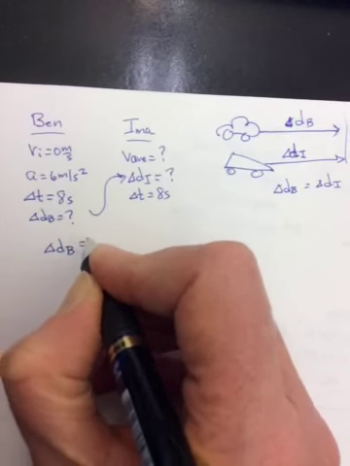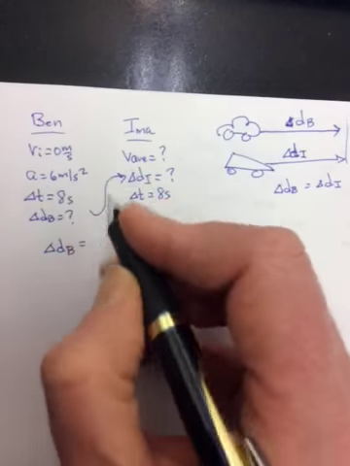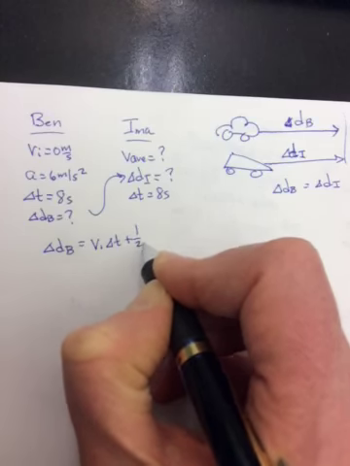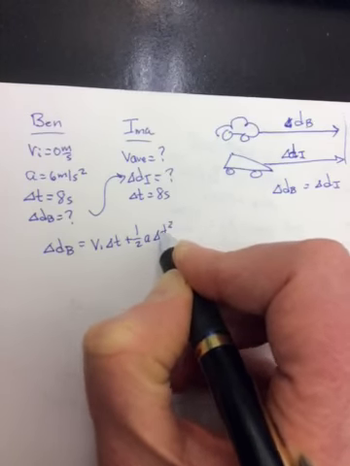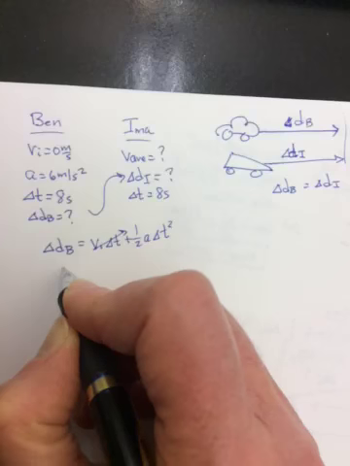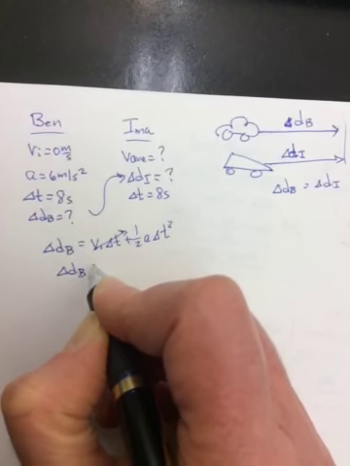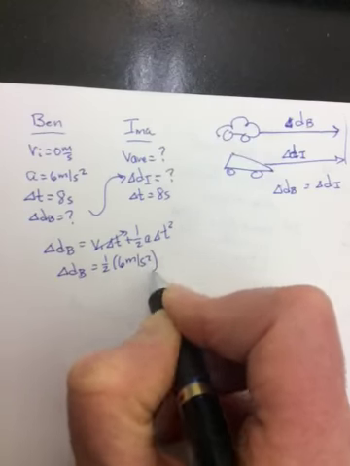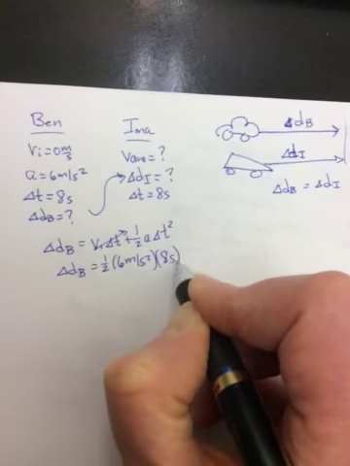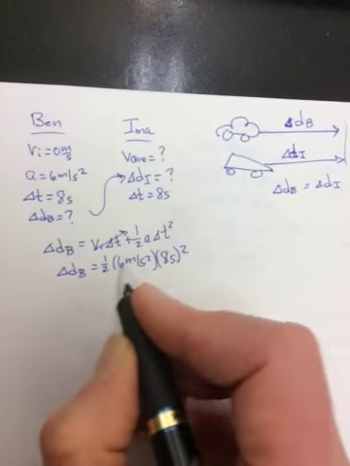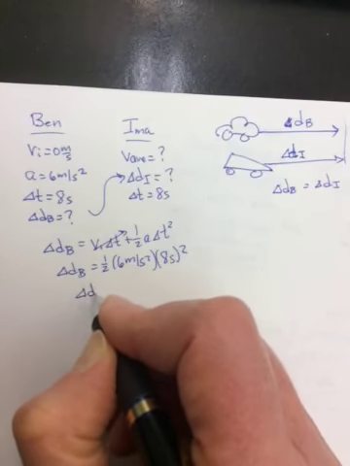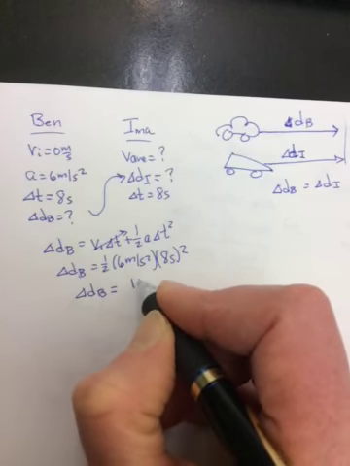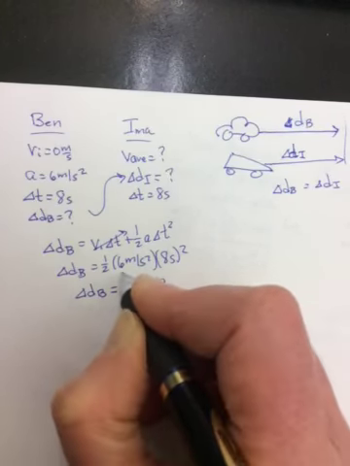So delta D of Ben is going to be equal to, you have VI and delta T, so it's going to be VI delta T plus 1/2 A delta T squared. The VI is 0, so this term disappears. So it's 1/2 times 6 meters per second squared times 8 seconds squared. Half of 6 is 3, 8 squared is 64. So delta D of Ben is 3 times 64, which should be 192 meters.